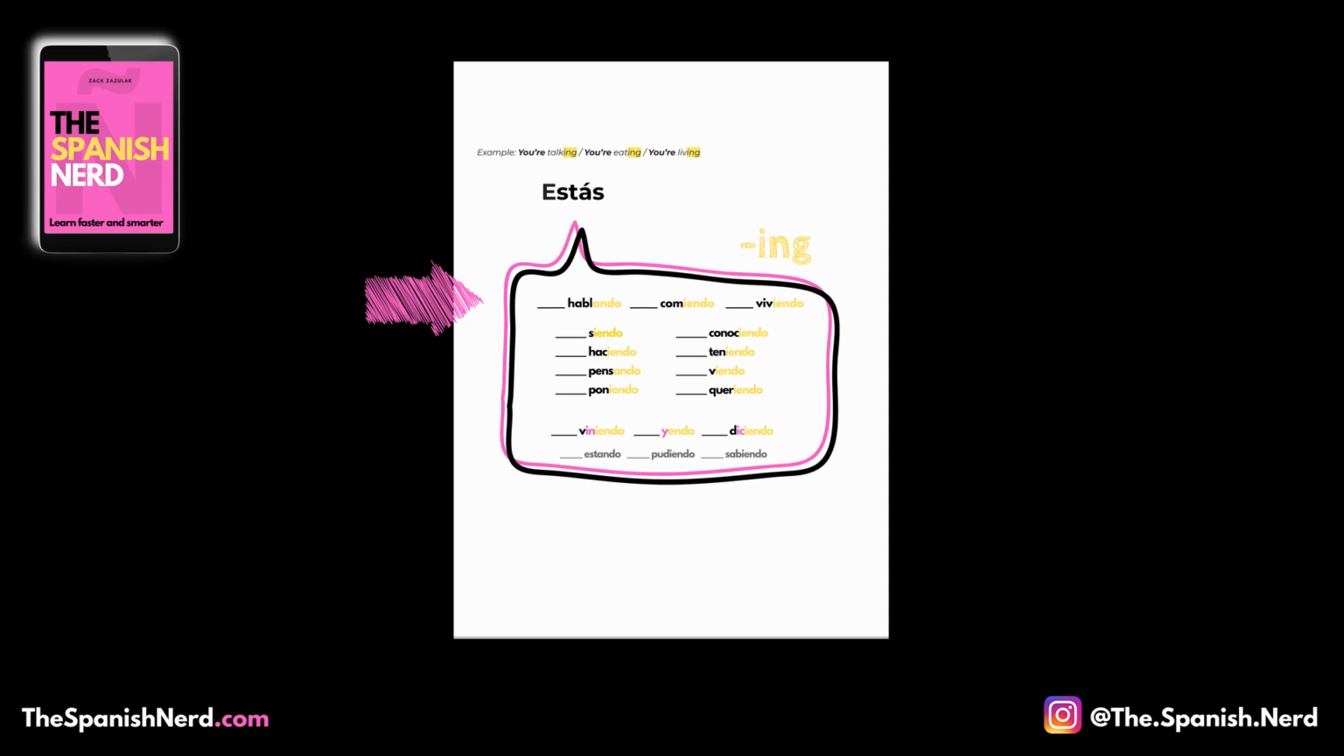Next one, you put estás in the next blank. Estás comiendo. What does that mean? Building blocks, you already know. You might have to pause and think about it. Estás comiendo, okay? Estás means you are. Comiendo means eating. You are eating. So same thing with all these throughout here.